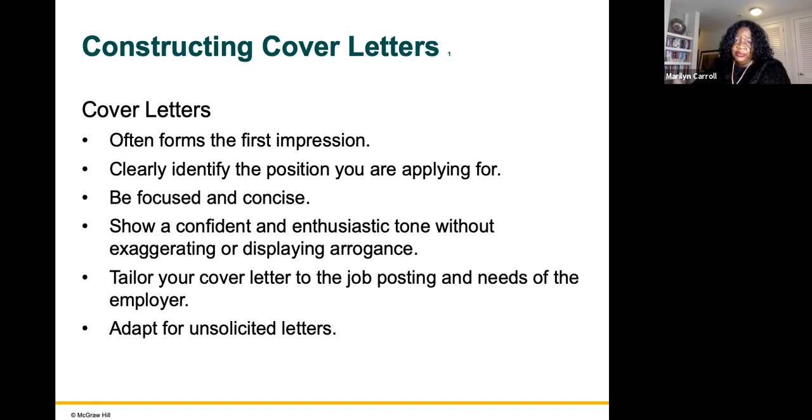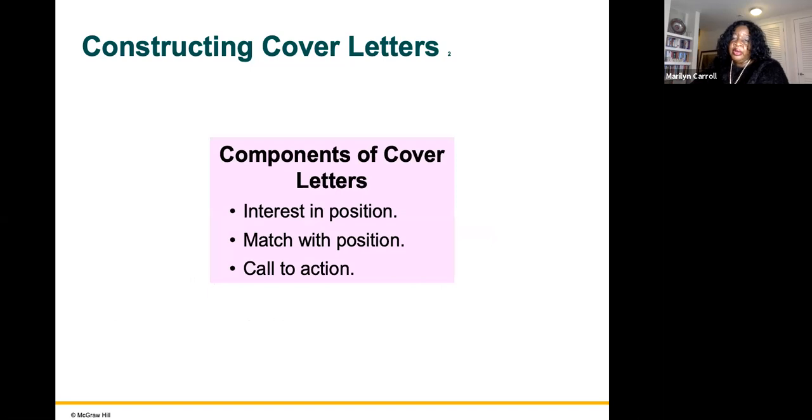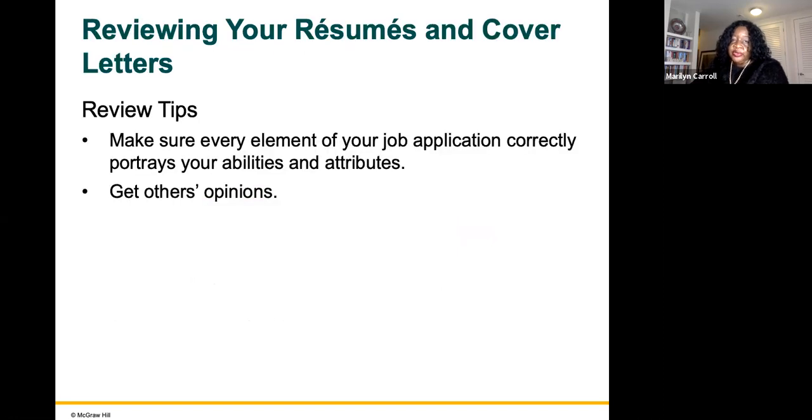Cover letters often form the first impression. Clearly identify the position you're applying for. Be focused and concise. Use a confident and enthusiastic tone throughout without displaying arrogance. Don't exaggerate. Tailor your cover letter to the job posting and the needs of the employer. Adapt for unsolicited letters. Components of a cover letter include interest in the position, match with the position, and call to action.